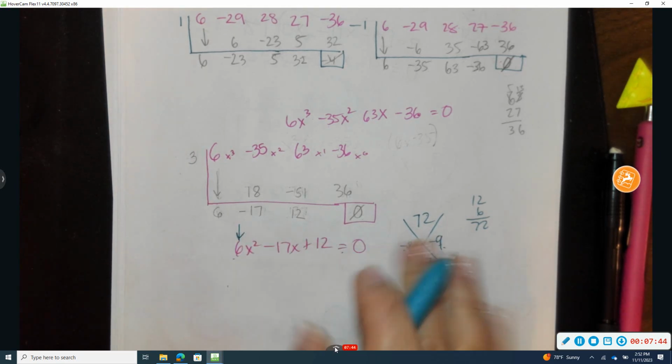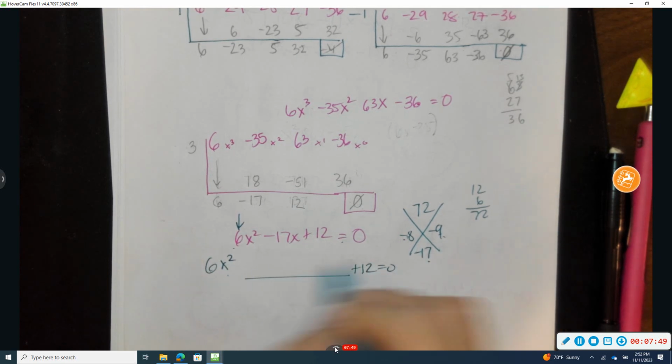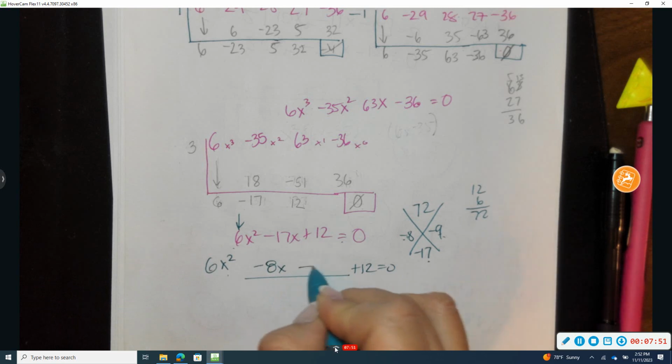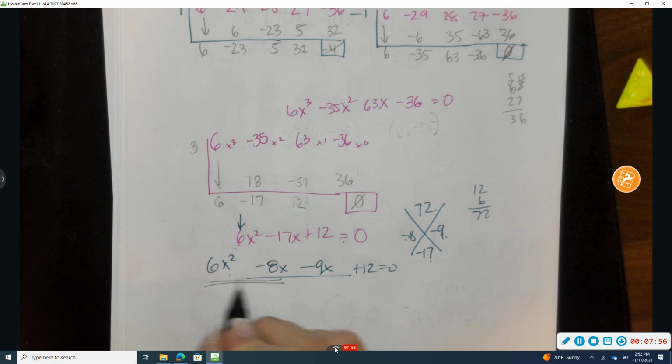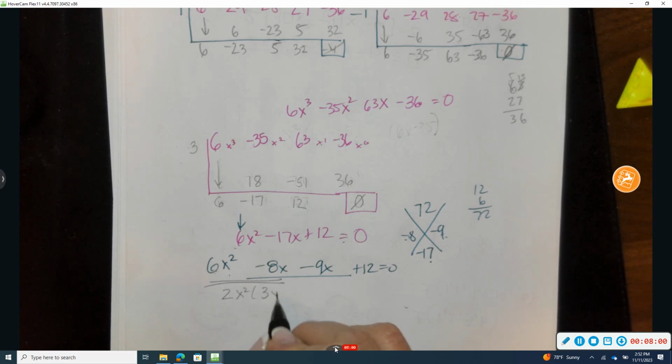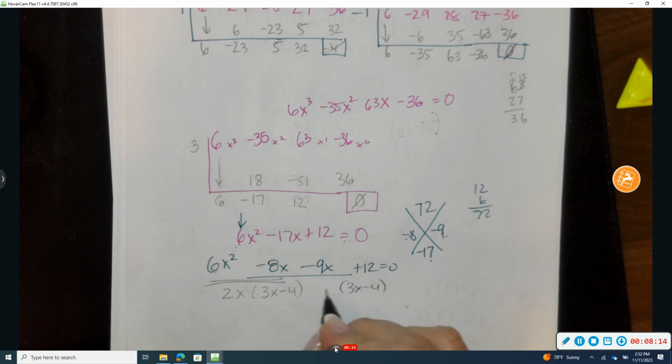Now, because the leading coefficient is not a 1, I'm going to use 6x squared plus 12 equals 0. I'm going to drop in negative 8x and negative 9x. And now I'm going to use factoring by grouping to see, can I solve using this method? I can factor out at most a 2x. I'd be left with 3x minus 4. Make sure as I'm rushing through this in the video, I'm not making a mistake. There's 6x squared and minus 8x. Perfect. 3x minus 4. What times 3x gives us a negative 9x?